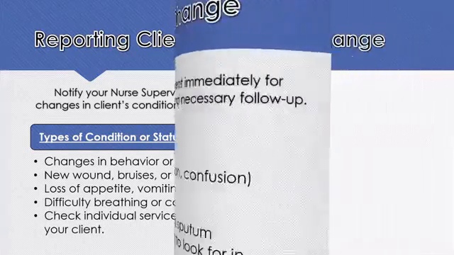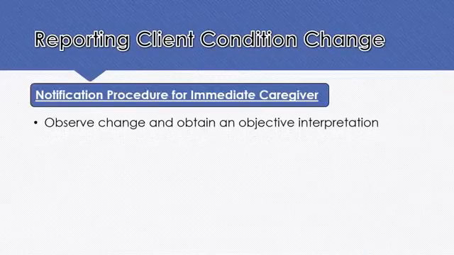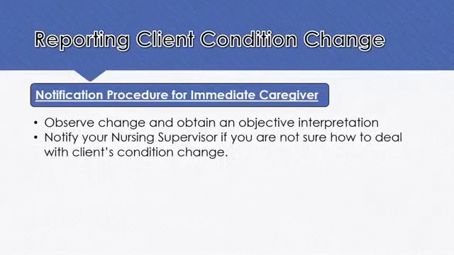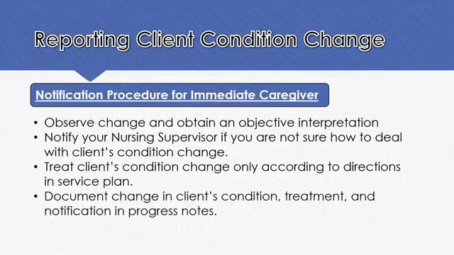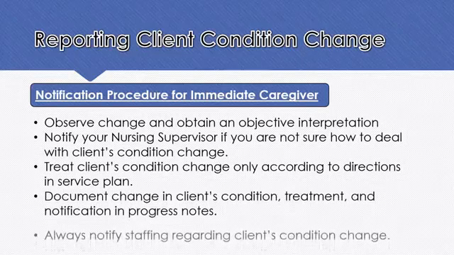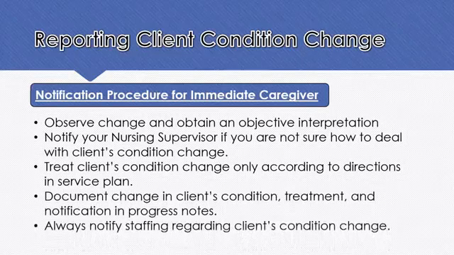The notification procedure for immediate caregivers is to observe change and obtain an objective interpretation. Notify your nursing supervisor if you are not sure how to deal with client's condition change. Treat client's condition change only according to directions in the service plan. Document change in client's condition, treatment, and notification in progress notes. And lastly, always notify staffing regarding client's condition change.